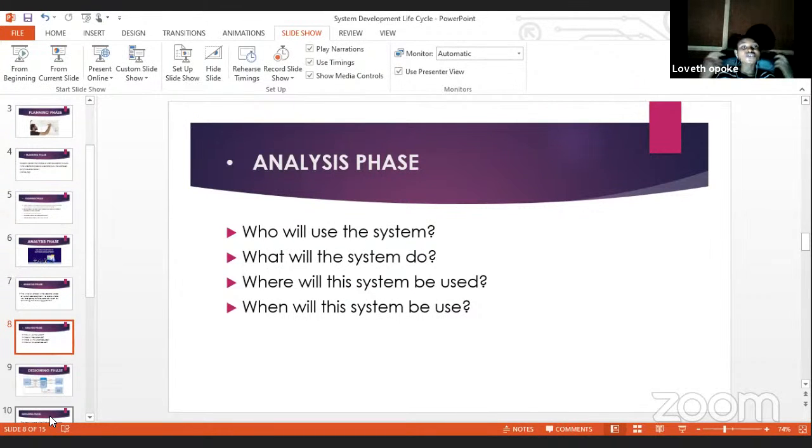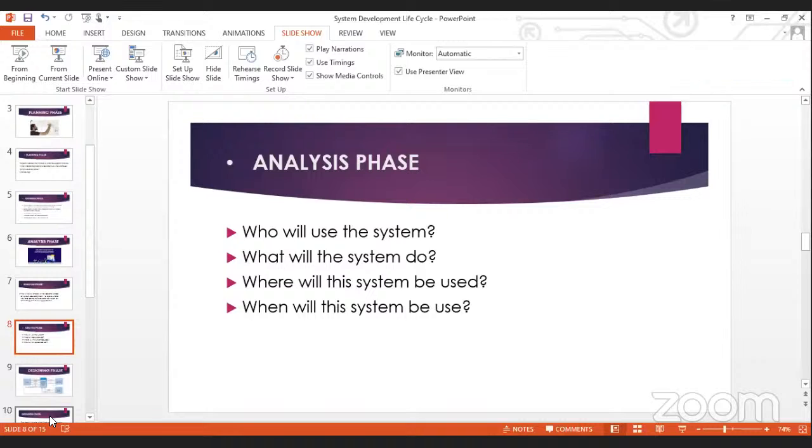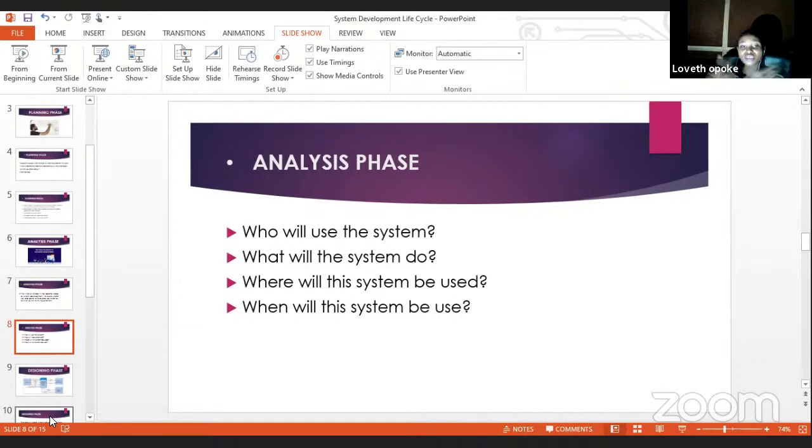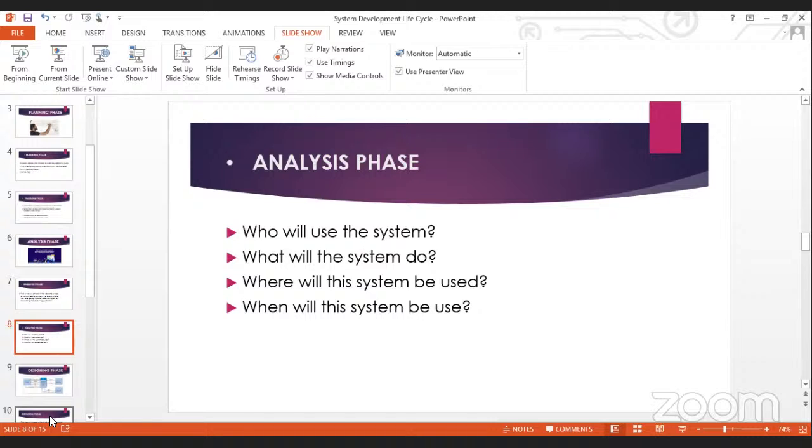So you are going to ask yourself, is it a critical software? Whenever I make a mistake, will it lead to the loss of life? These are the things you're going to analyze during your analysis phase. You're going to ask yourself again, where will this system be used? Is it an online system or offline system? You're going to analyze that.